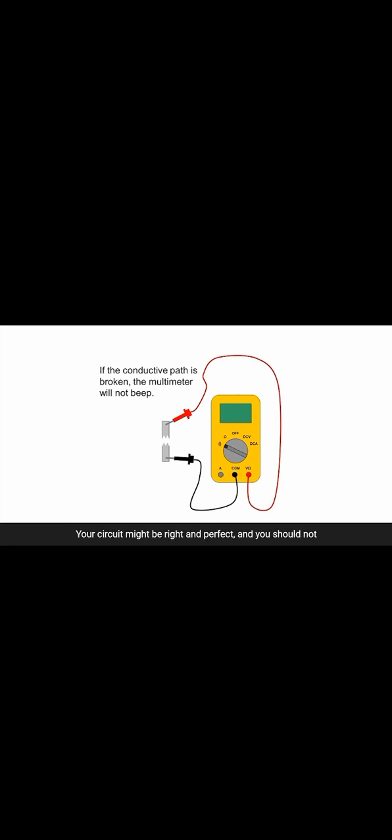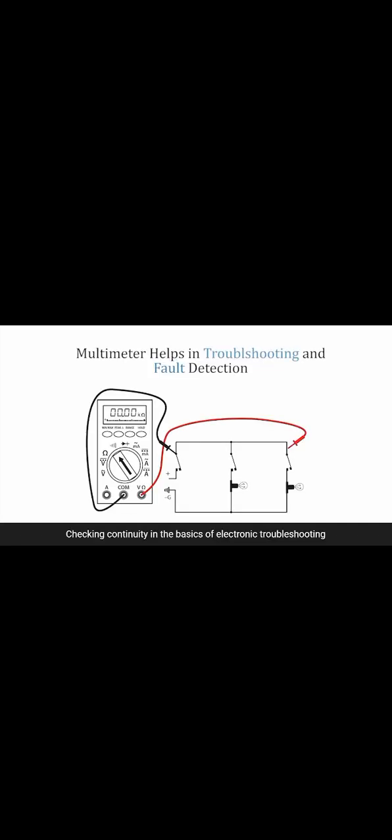Your circuit might be right and perfect, and you should not seem to be wondering the fault by looking at every connection, but the better way to troubleshoot is to check the connections running through the circuit. It will help you to determine minor faults. It basically checks whether your circuit is open or closed. Isn't it interesting? Checking continuity is the basics of electronic troubleshooting, and multimeter suits the best for it. Let's learn how to check continuity.